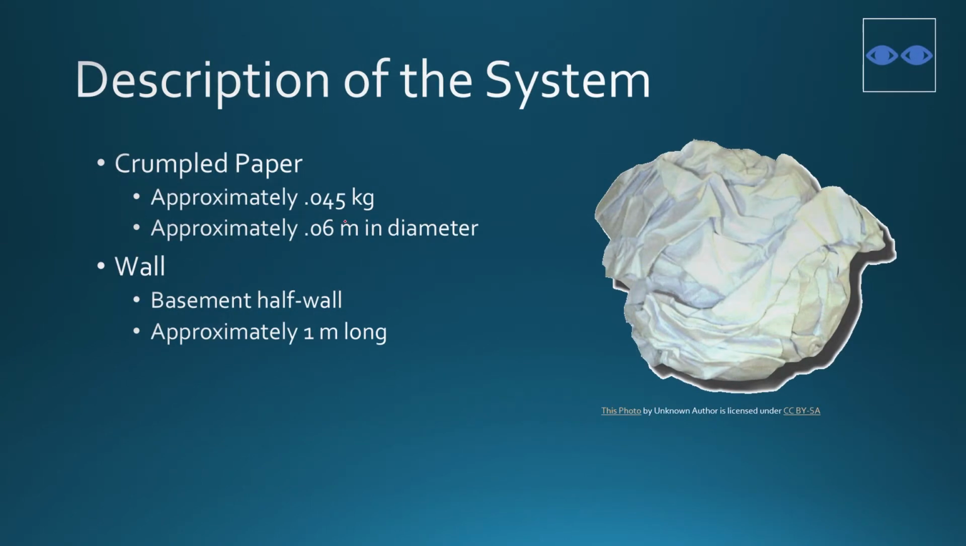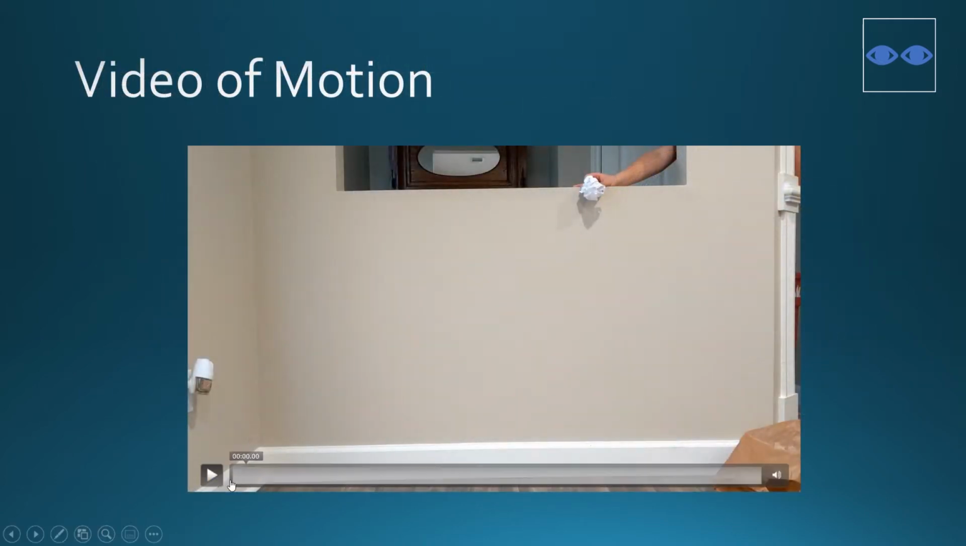The system was a crumpled piece of paper that fell slightly slower than a rock, with a mass of 0.045 kilograms and a diameter of 0.06 meters. I used a basement wall as my testing location, which was 1 meter long, and here is a video of the motion.